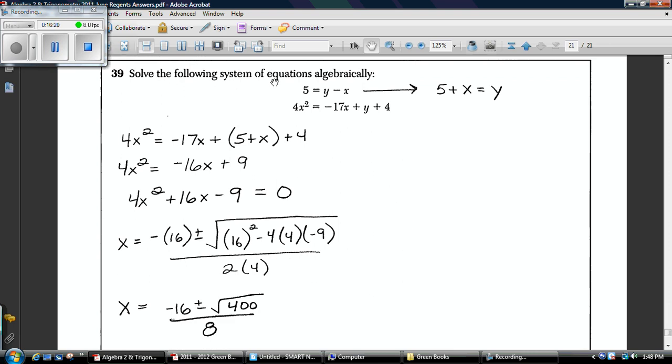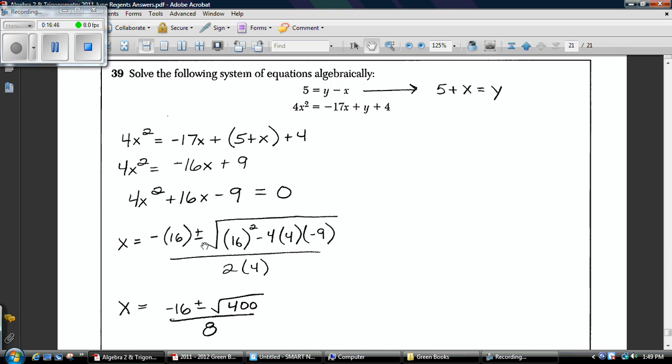Question 39. Solve them algebraically. Okay, so I'm going to use substitution. I'm going to reorganize this easy equation up over here so I got y by itself, and then I'm going to take this quantity right here and sub it in for y because y equals 5 plus x. So sub it in. Now I have an equation with just x's. Set it equal to 0. If you're real good at factoring, I'm sure you could factor that. I like using a quadratic equation.